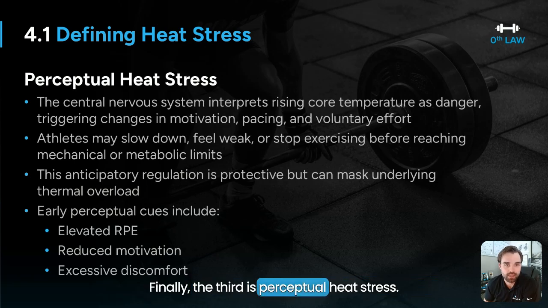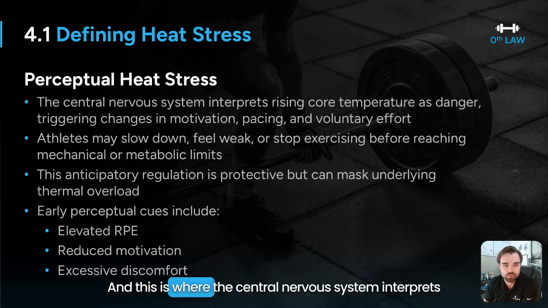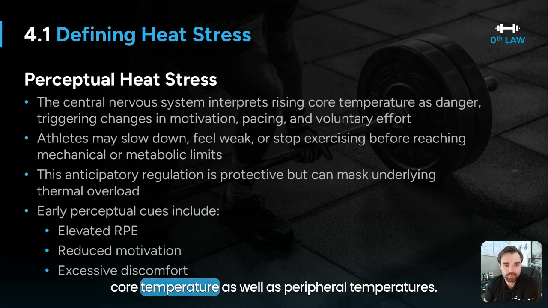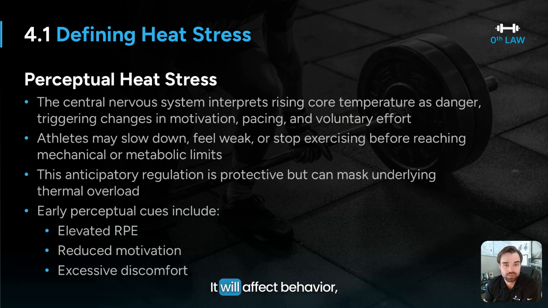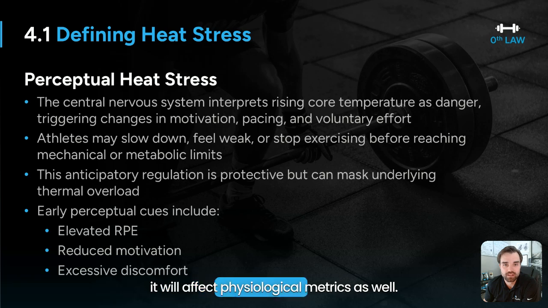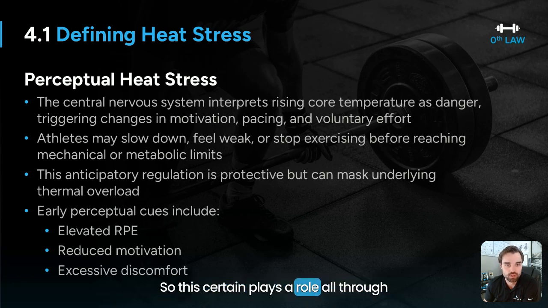Finally, the third is perceptual heat stress. And this is where the central nervous system interprets core temperature as well as peripheral temperatures. And this is a little more intuitively commonly known, the feeling or perception of being hot or too cold. This also results in anticipatory regulation. It will affect behavior. It will affect physiological metrics as well. So this certainly plays a role all through the central integration in the hypothalamus.